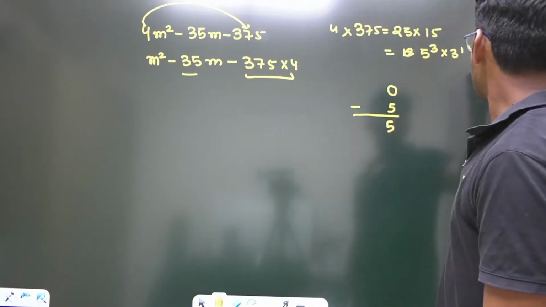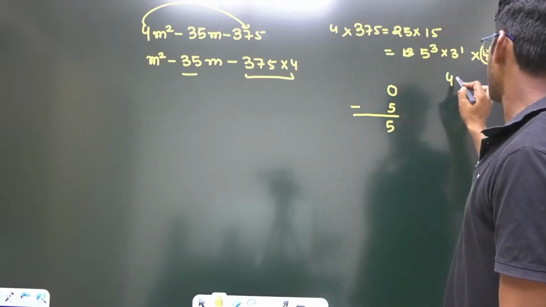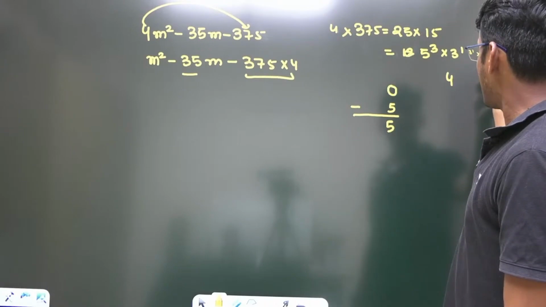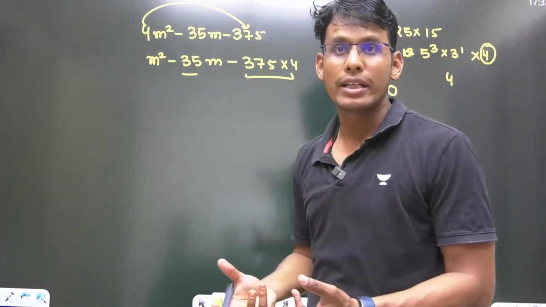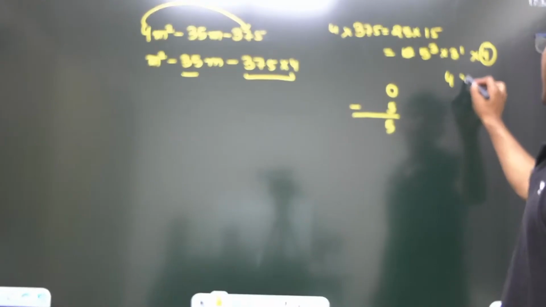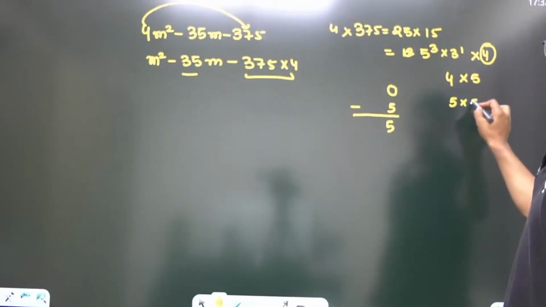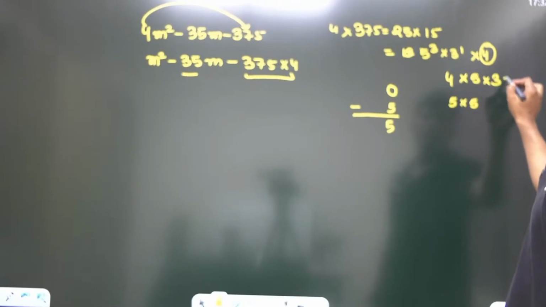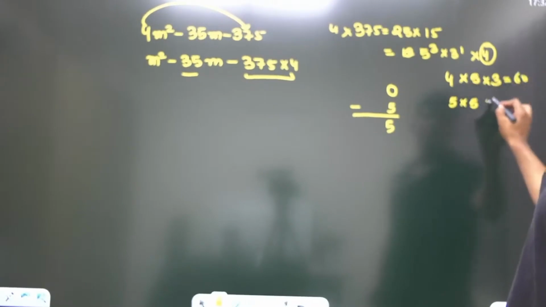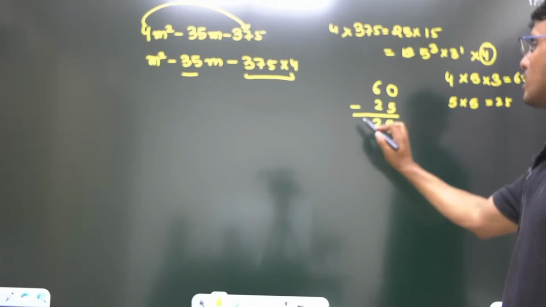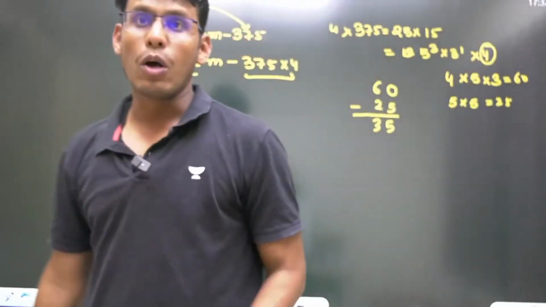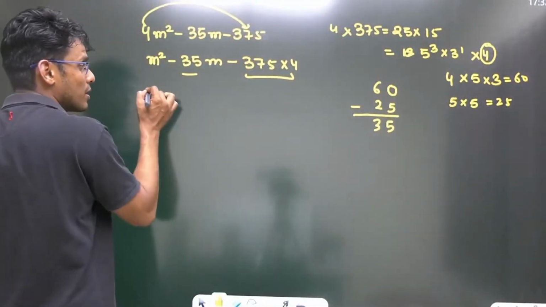So this means your 4 has to be together, because if any power of 2 gets multiplied with 5, it makes a 0 at the end. So 4 has to be multiplied with 5. Then you are left with 5 cross 5 and then there is a 3. So this becomes 60, this becomes 25. Now this is brain, right?